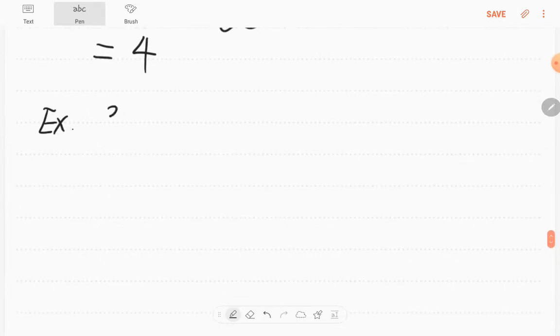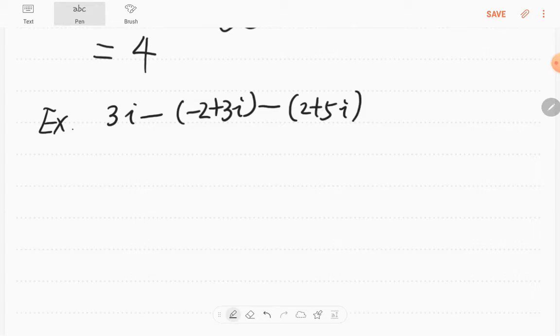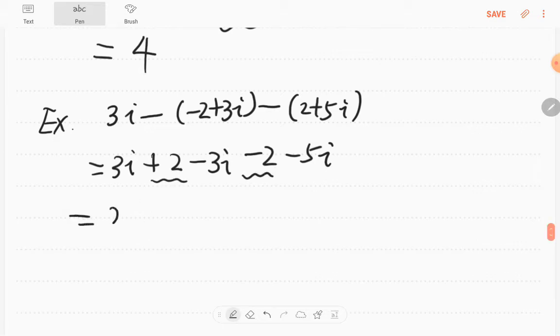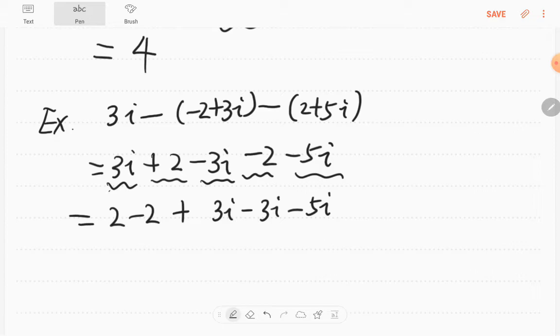So more complicated: 3i minus negative 2 plus 3i, plus negative 2 plus 5i. Okay, so we just have 3i minus, it becomes what? Plus, with negative 1 times each term, minus 3i, right? Minus 2 minus 5i, which gets rid of the parentheses as usual. Then the real part is positive 2 minus negative 2, right? The imaginary part is plus 3i, negative 3i, negative 5i, so 3i minus 3i minus 5i, right? We put the imaginary part together and the real part together, we separate. Okay, so this is 0 minus 5i, equals negative 5i.